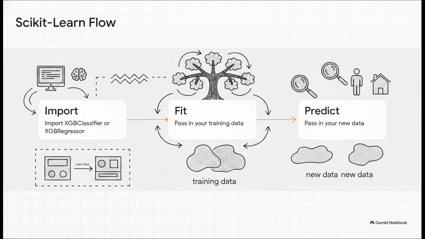So you literally just import the XGBClassifier or regressor, use model.fit on your training data, and model.predict on your new data. That's it. Everything you already learned about train test splitting and pipelines in our scikit-learn explainer applies directly and immediately here. You don't have to learn a whole new workflow from scratch.